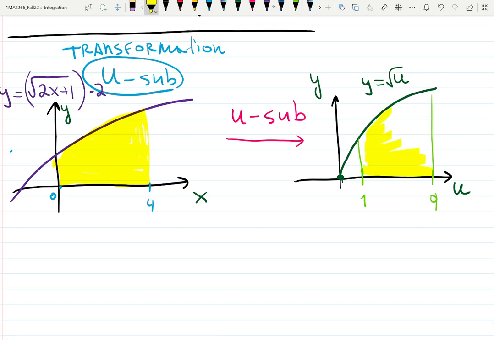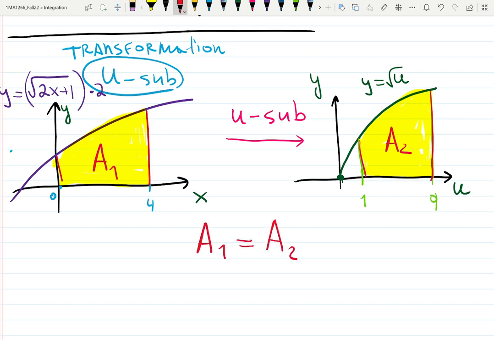Not only did we stretch it, but we also lifted it up. But the magic of mathematics is, since we put an equal sign between those two integrals, A1 equals A2. These are the same areas. We're just taking the same amount of water and putting it in a different container.